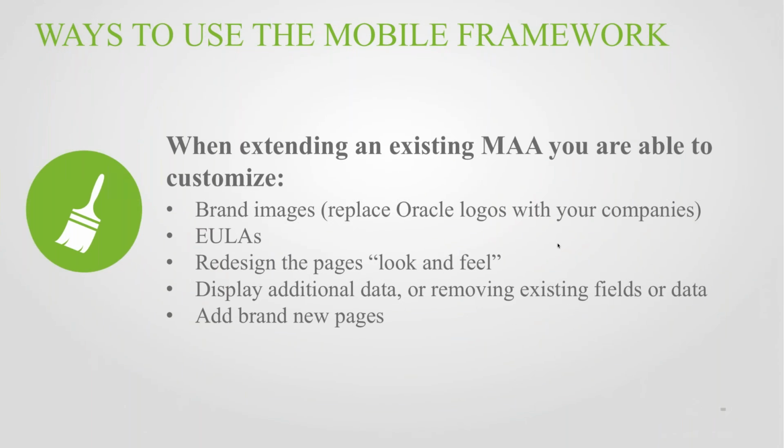So when you extend or customize a mobile application, you're able to customize the branding that's on it. So all the Oracle logos, you can take them and replace them with the logos for your organization. The end user license agreements, if you have something a little different you need for your particular company. You can redesign some of the look and feel of some of the screens to make it a little more suitable for what you want. And you can display some additional data or add or remove fields of data from it and add brand new pages. But more fundamental code changes of how they function cannot be changed with these mobile application archives.